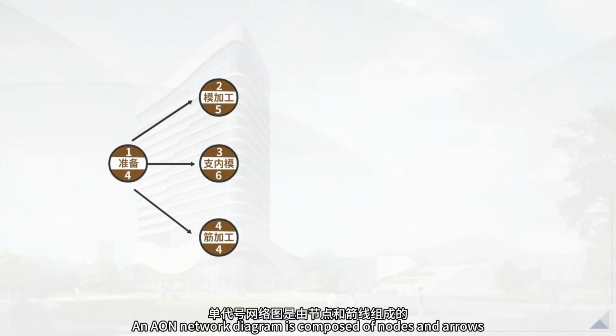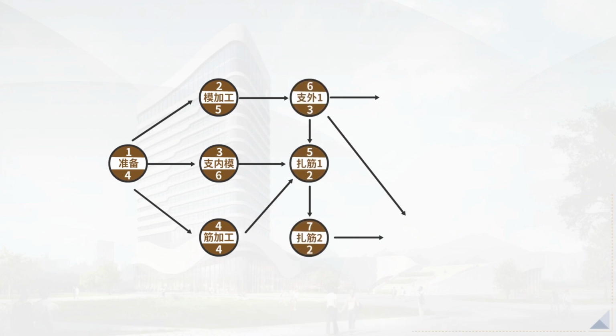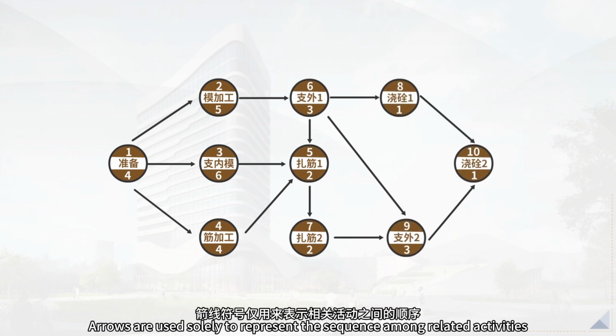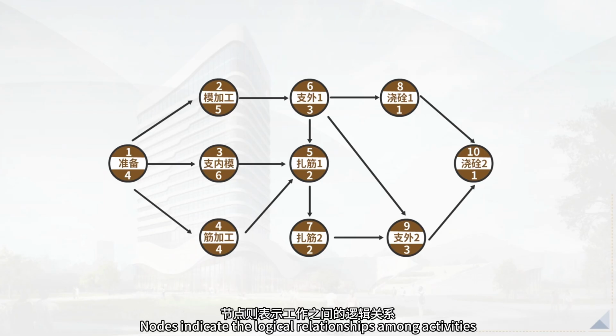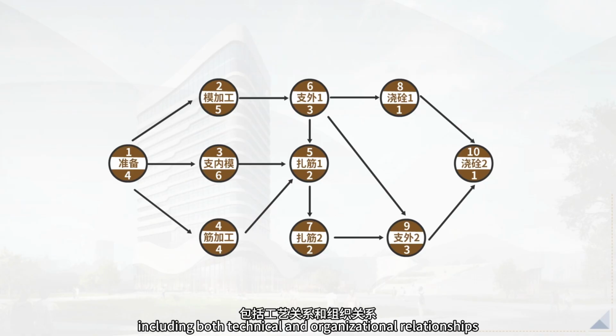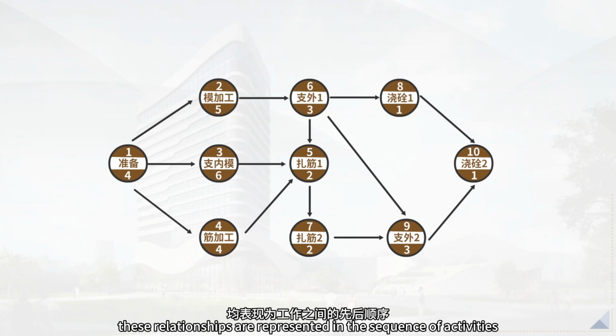An AON network diagram is composed of nodes and arrows. Arrows are used solely to represent the sequence among related activities, without any other meaning. Nodes indicate the logical relationships among activities, including both technical and organizational relationships. In an AON network diagram, these relationships are represented in the sequence of activities.